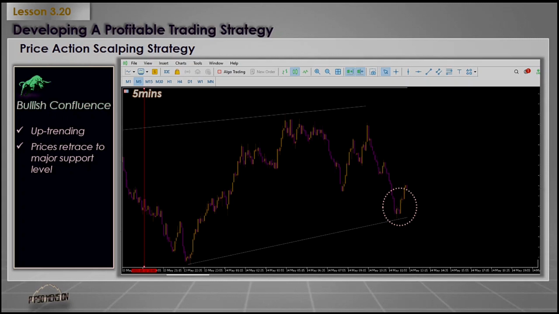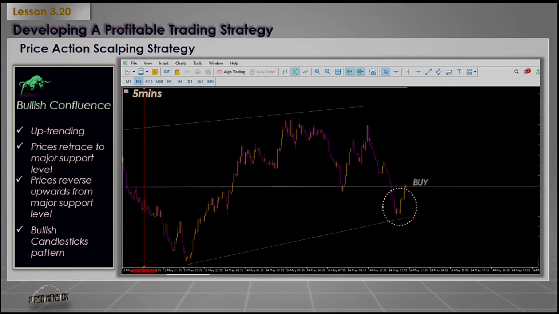Also, we can see that the price has reversed upward from hitting the major support level. And we can also see the formation of some bullish candlestick patterns. So we have established 4 technical factors as a bullish confluence, so we can go ahead to make a buy order. We will enter the buy order here and apply a risk to reward ratio of 1:2 to set up the stop loss and take profit targets.